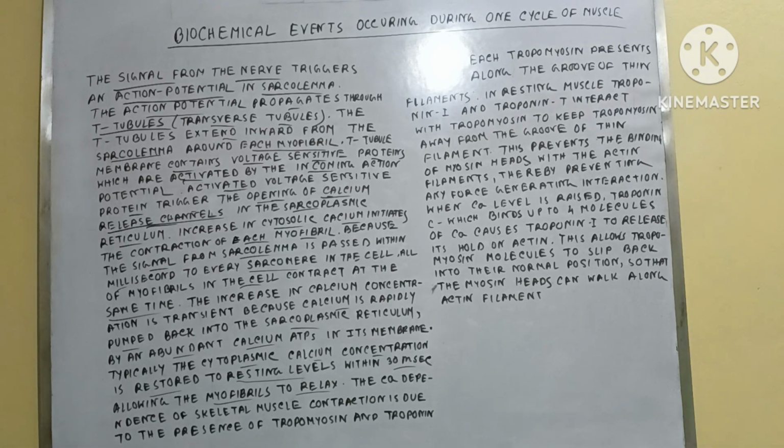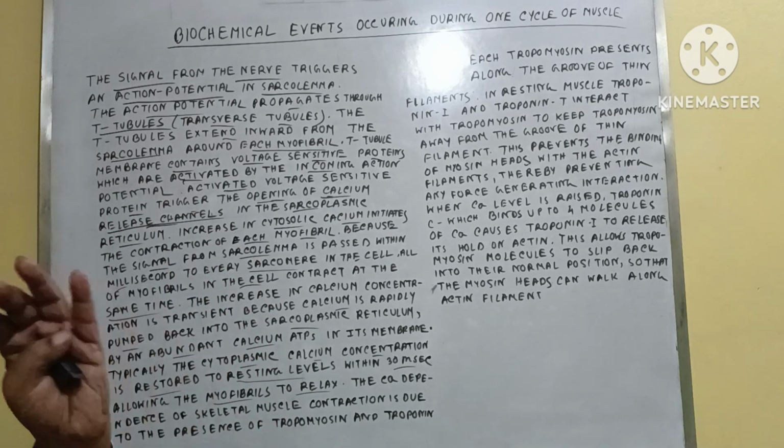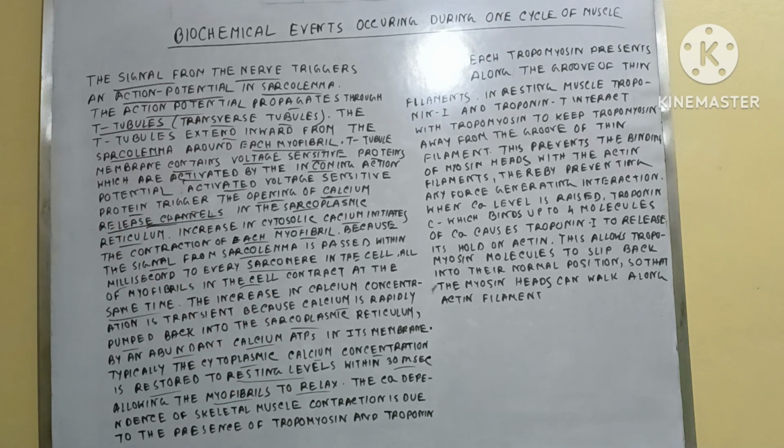Okay, so you just learned here that relax means the action potential is not there, and the resting phase means the action potential is not there. Action potential occurs when the nerve triggers. When the nerve triggers, then the action potential occurs, and otherwise the relaxing phase or the resting phase is seen in the muscle cell. Clear?